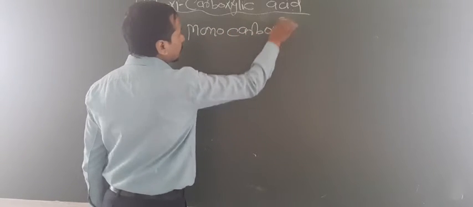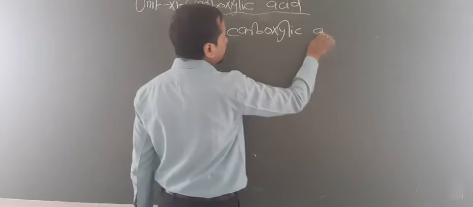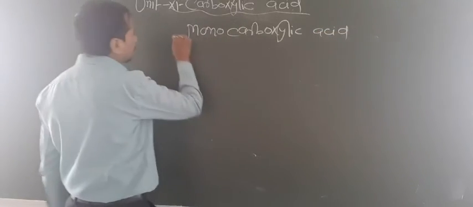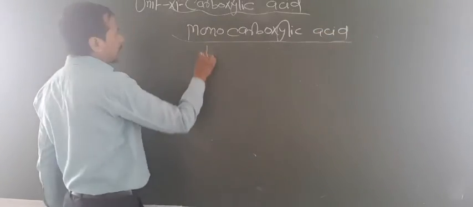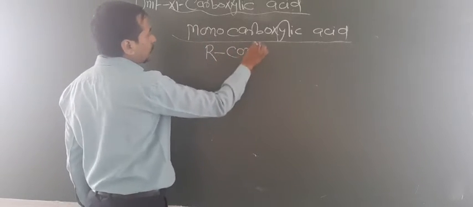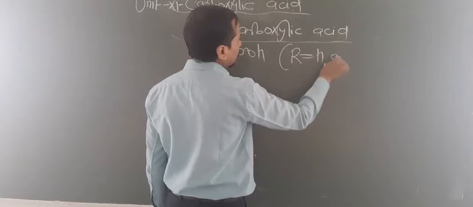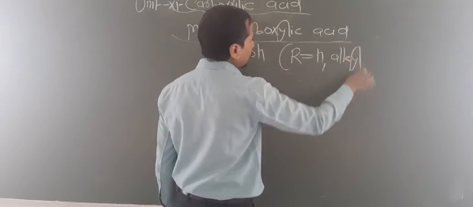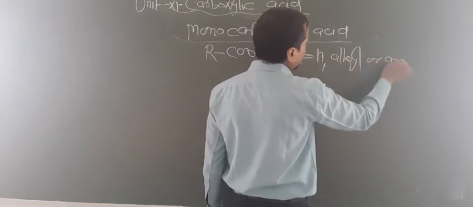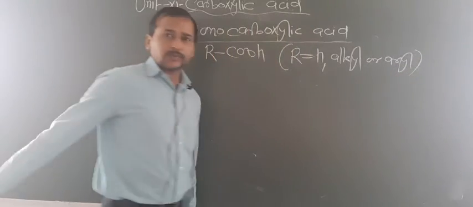Monocarboxylic acid. Now the general formula you can write like this: RCOOH. Here R may be H, an alkyl group, or an aryl group. Are you getting this point?